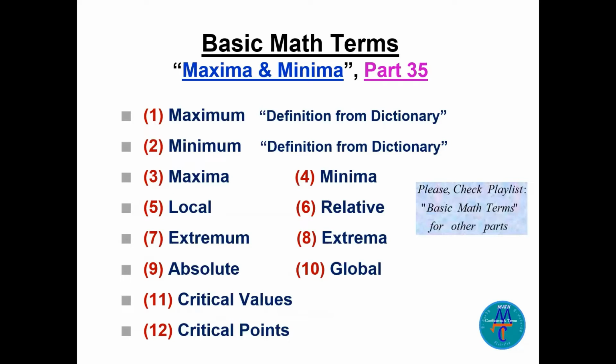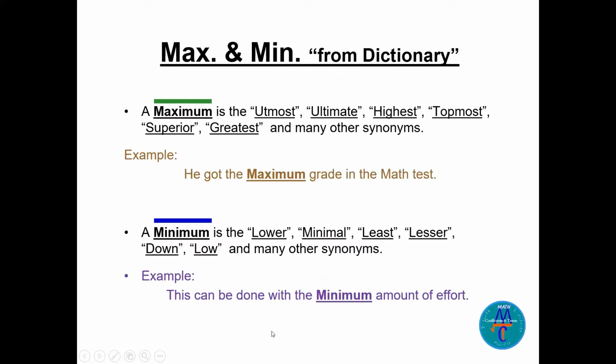Now, this video is about maxima and minima, part 35 in the Calculus 1 terms. We will see the maximum definition from dictionary, the minimum definition from dictionary, maxima, minima, local, relative, extremum, extrema, absolute, global, critical values, critical points. Let's start with the definition of a maximum.